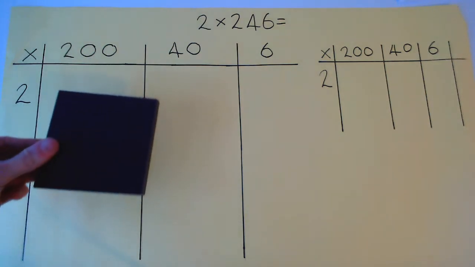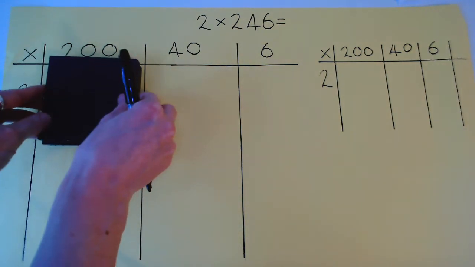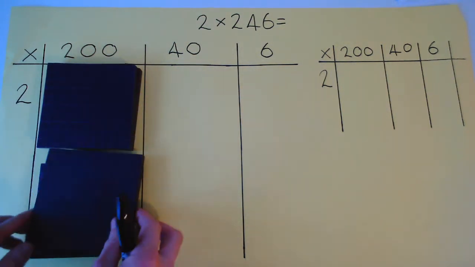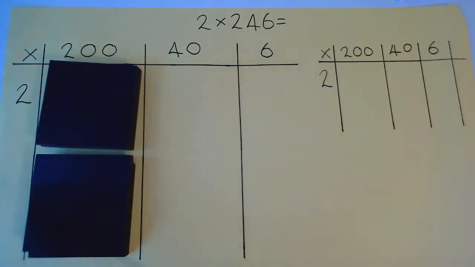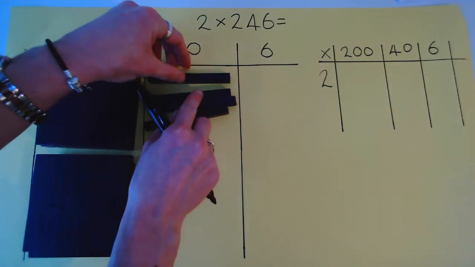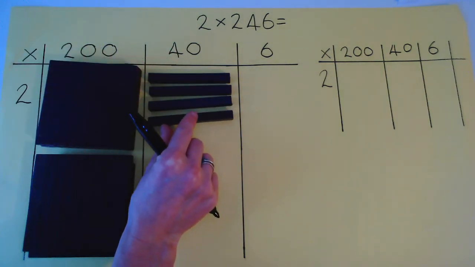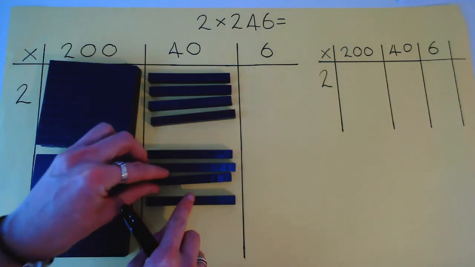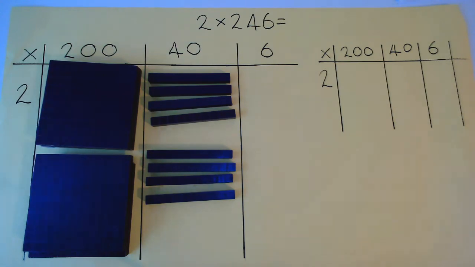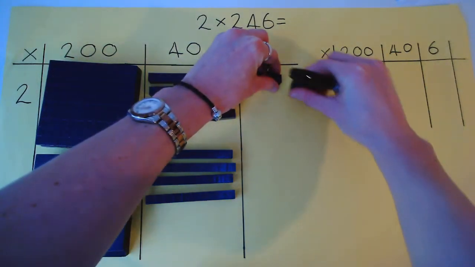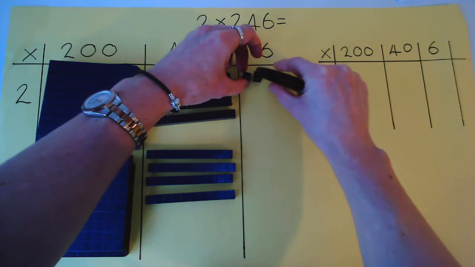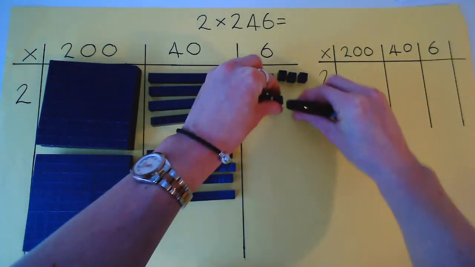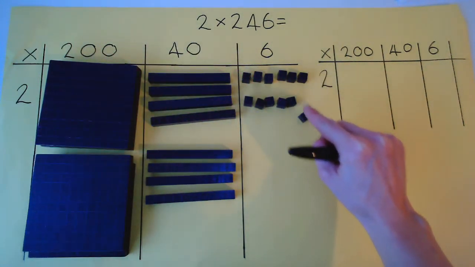I've got my hundreds here. So that's 100, 200. But I need 2 lots of 200, so I'm going to add another 200 there. Okay, then my tens. So I've got 1, 2, 3, 4 tens for 1 lot of 40. And 1, 2, 3, 4 tens for 2 lots of 40. And then I need my ones. So I have 1, 2, 3, 4, 5, 6. And I need 2 lots of 6. So 1, 2, 3, 4, 5, 6.